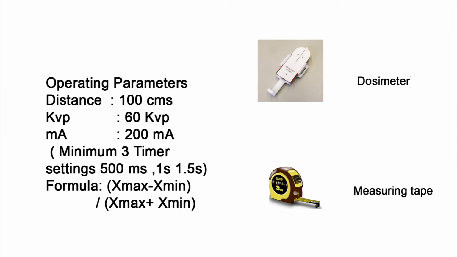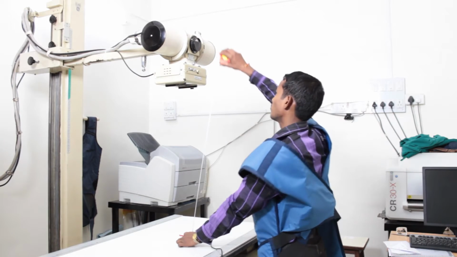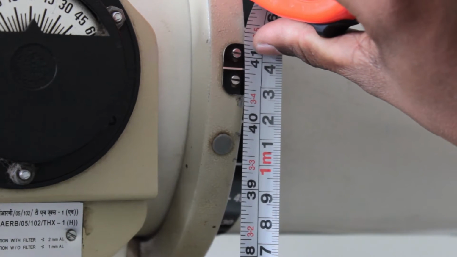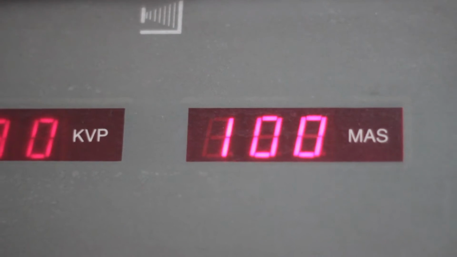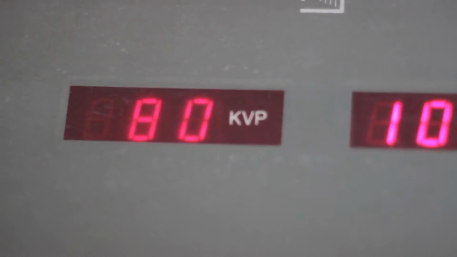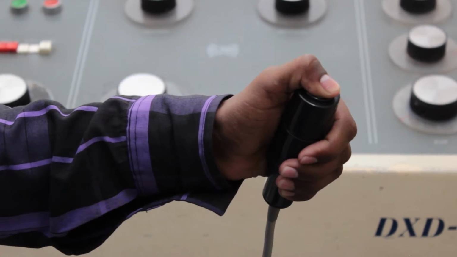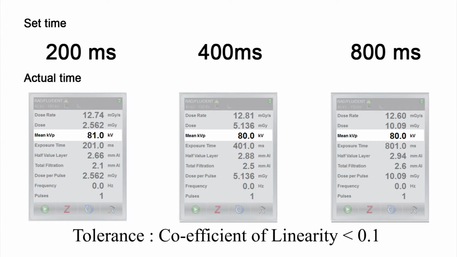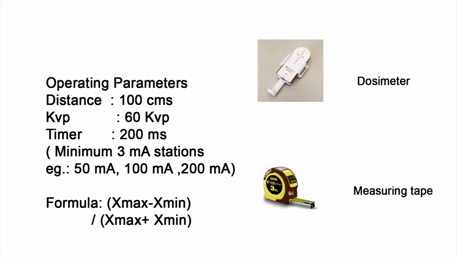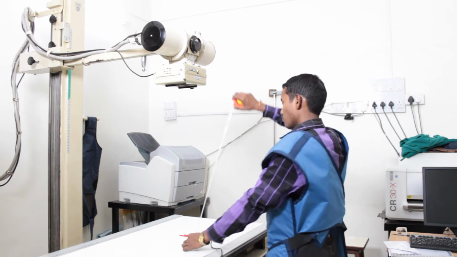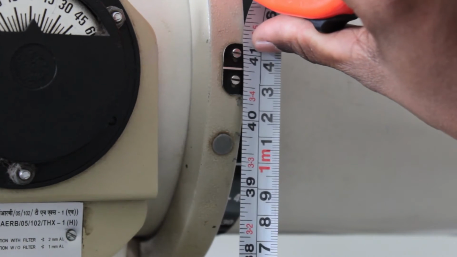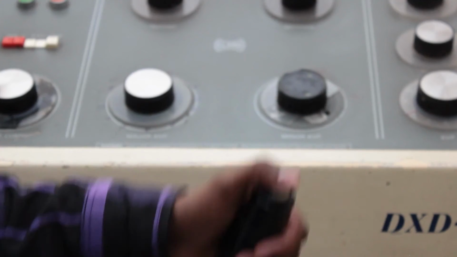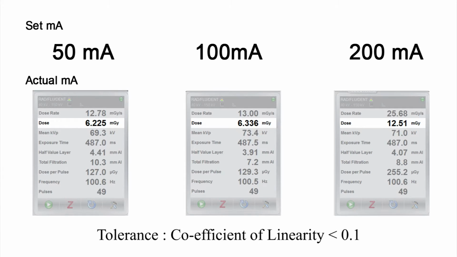Linearity of timer test is conducted by keeping the kVp and MA constant. The radiation output is measured at different timing stations. Multiple readings are taken for each timing to eliminate statistical errors. The coefficient of linearity should not exceed 0.1. Linearity of MA loading station test is conducted by keeping the kV and time constant, and the output is measured at different MA stations. An average of multiple readings is obtained. The coefficient of linearity should not exceed 0.1.